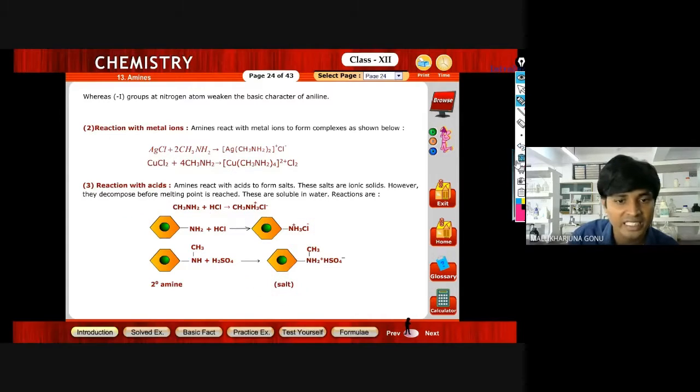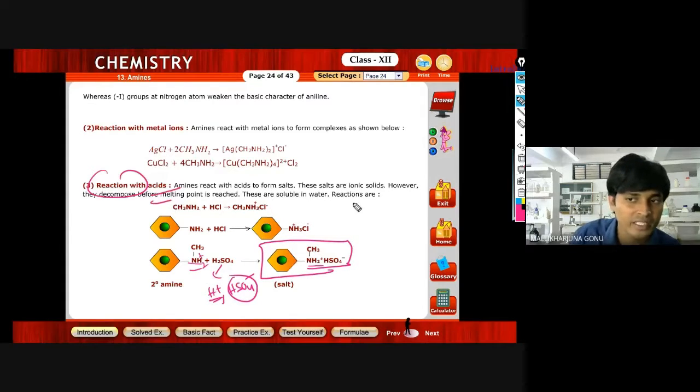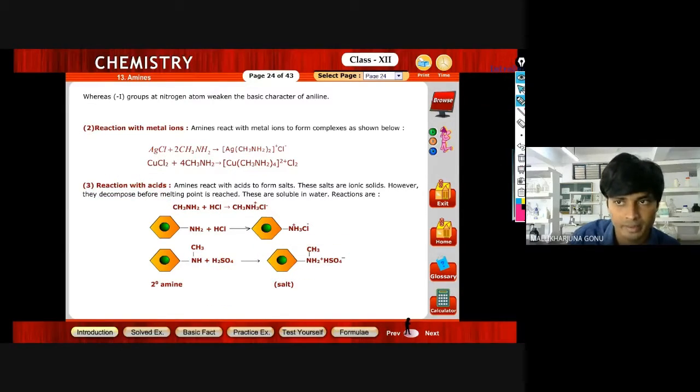If sulfuric acid is there, sulfuric acid means H plus and HSO4 minus. That is the meaning. This gives H plus, right? So that H plus you add to here. So NH3 plus and whatever this HSO4 minus you write. So NH3 plus HSO4 minus. So reactions with acids, what happens? Salts will form here.